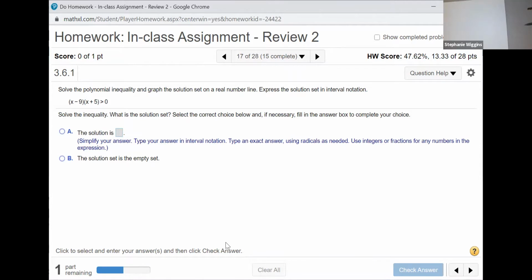Okay, so now this brings us to section 3.6, where it says solve the polynomial inequality and graph the solution set on a real number line. And then it says express the solution set in interval notation. So here we have x minus 9 and x plus 5. And we're asking, when is that polynomial greater than 0?